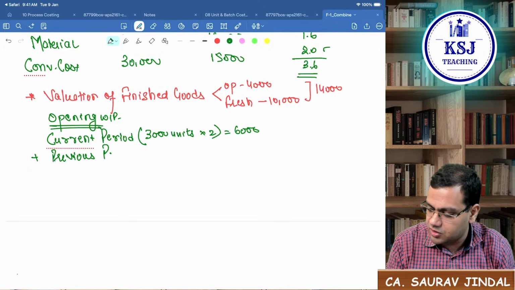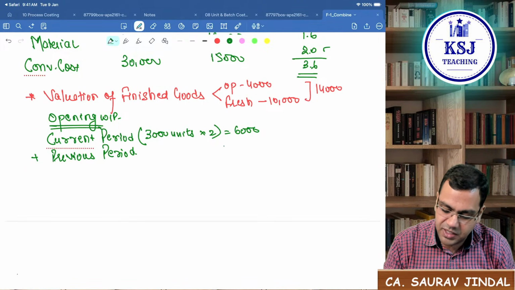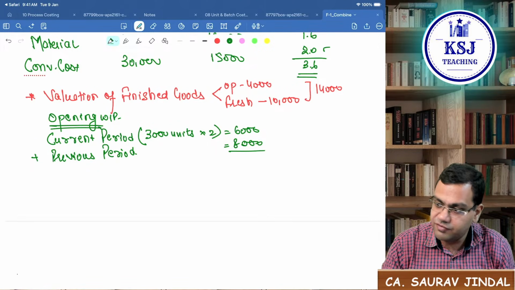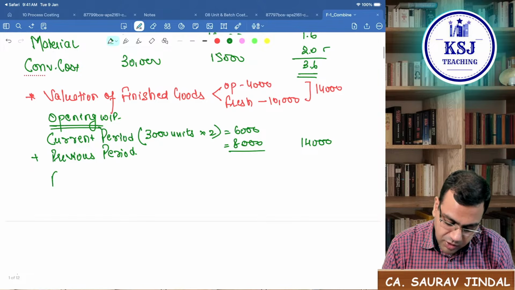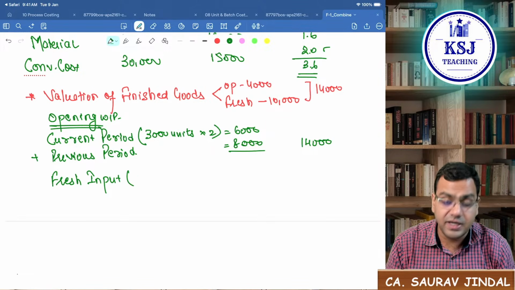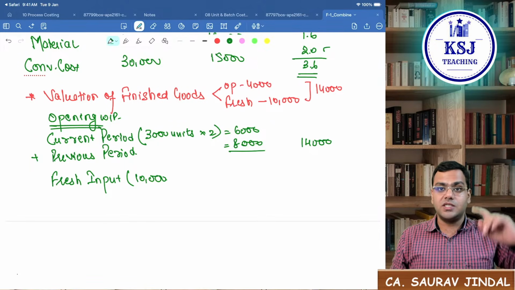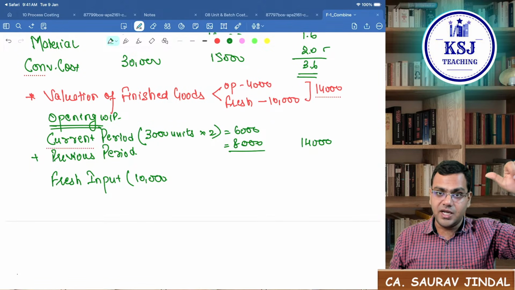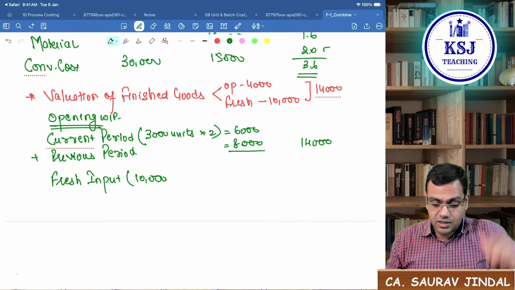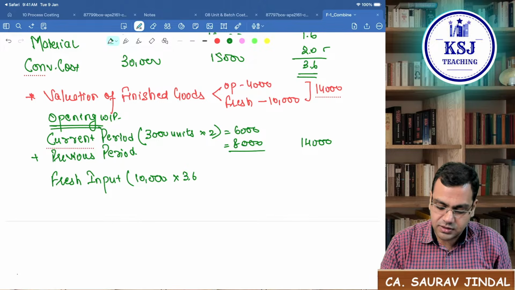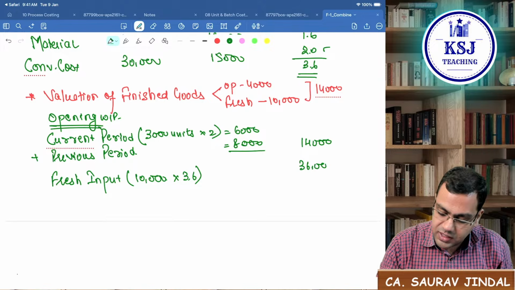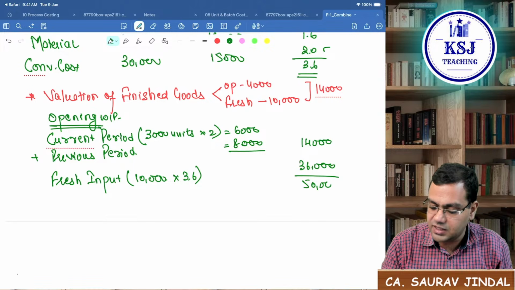Add previous period cost. So the previous period cost is 8,000. That means the total cost incurred on this opening WIP is 14,000. Now what about the fresh input? From the fresh input, completed units, how many? 10,000. On those units, what is the cost incurred? 1.6 rupees of material cost incurred? Yes, sir. 2 rupees of the conversion cost incurred? Yes, sir. So total cost incurred is 3.6. That is 36,000. So total value of finished goods is 50,000.